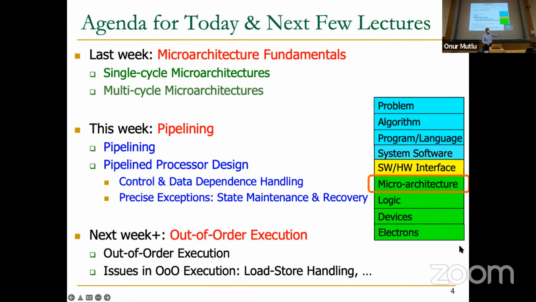Last week, we covered microarchitecture fundamentals. We talked about single-cycle and multi-cycle microarchitectures. This week, we're going to finish, hopefully, pipelining. We may need to actually do some of it next week also. And hopefully next week and the week after that, we will cover out-of-order execution, but there will be an Easter break in between. So out-of-order execution will be partitioned across the Easter break, let's say. Does that sound good? We're going to focus only on microarchitecture now. We're assuming the von Neumann model at the ISA.